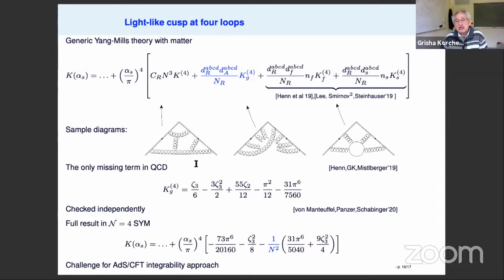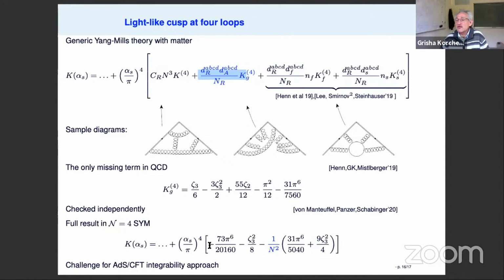But what you can do, you could simplify your task by going to the light-like cusp anomalous dimension, the one which appears in the large angle limit. So until last year, there was only one piece missing. The contributions from fermions and scalars have been computed by 2 different groups, including another jubilee, Volodya Smirnov. And the only missing part was the one coming from the gluon diagram. So with some effort, we did compute this contribution. Here it's given, and it becomes the last missing piece for QCD. And it also gives you some prediction for N=4 theory.